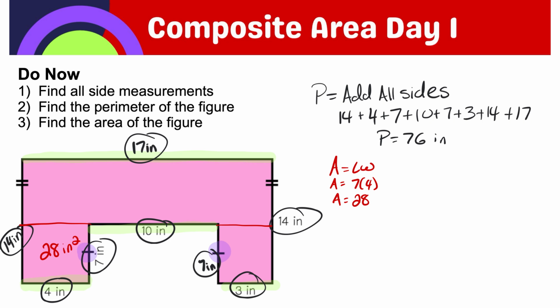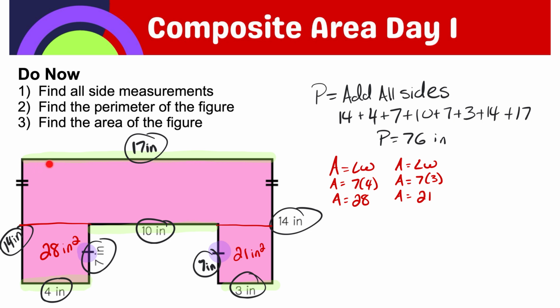And then we're going to do the same thing for our next little tiny rectangle. We have a 7 and a 3. So we would do area equals length times width, and area equals 7 times 3, which is going to be 21 inches squared.